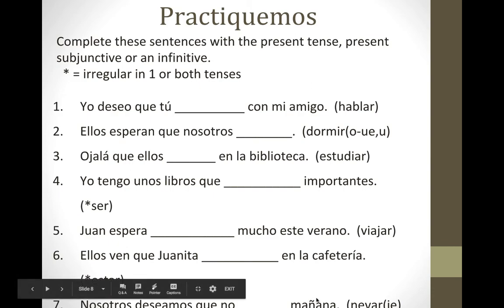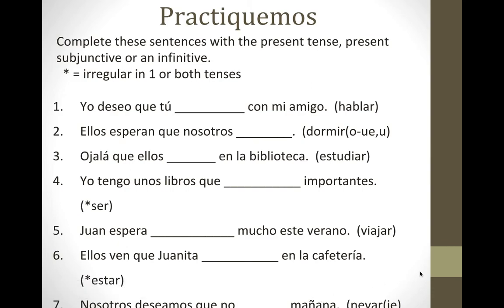I do apologize. It looks like number 7's nearly off of the screen. I want you to know that this verb down here is nevar, N-E-V-A-R. It's a stem changer, it means to snow. So number 7 is saying, we wish that it doesn't snow tomorrow. We hope it doesn't snow tomorrow. Okay, please pause me and work through these practice questions.